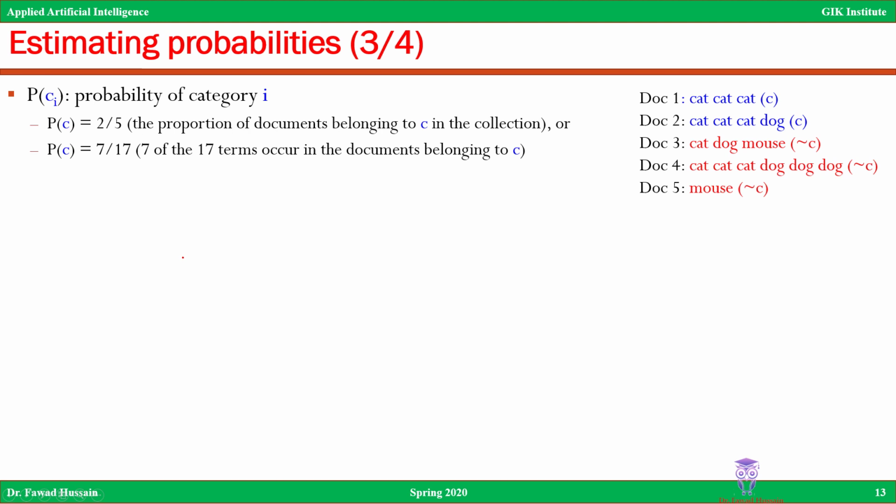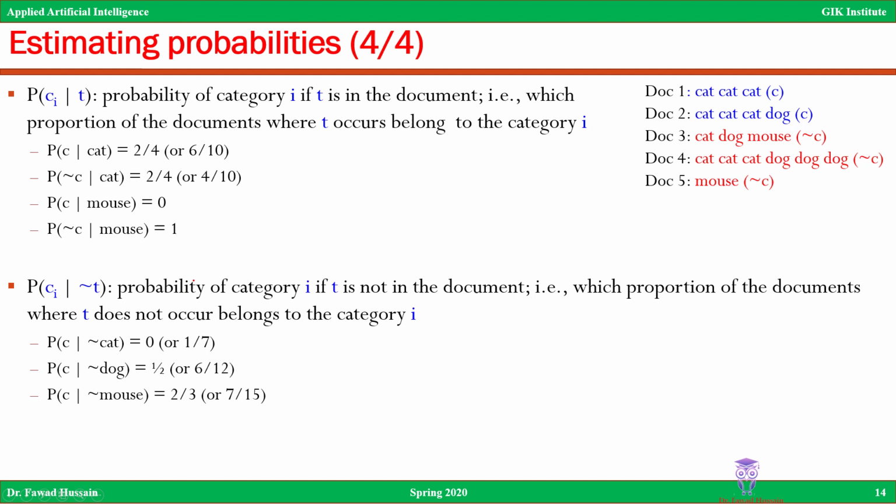Let's move on. The next probability we have to calculate is the category itself. The first two documents belong to C, the next three belong to not C. So this is very simple. What's the probability of C? It's 2/5. And what's the probability of not C? It is 3/5. And finally, we go to the conditional probability.